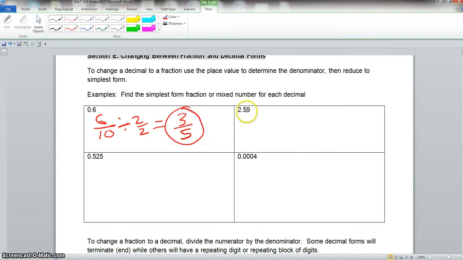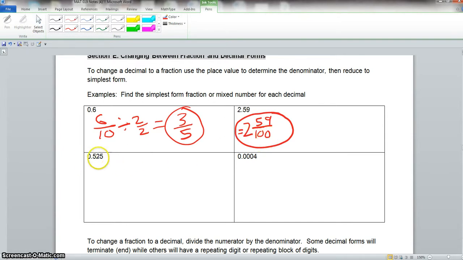Now we have 2.59. Now 2 would be the whole number. This decimal, we look at the last place value. The 9 is in the hundredths place, so your denominator would be 100, and your numerator would be the 59. They have nothing in common except 1, so your final answer is 259 over 100.